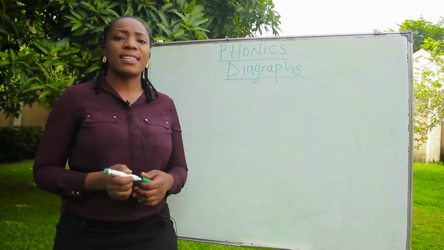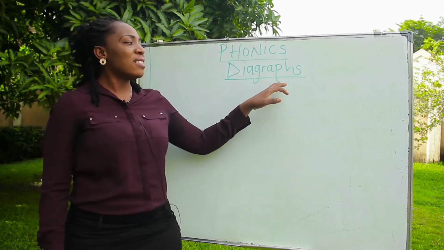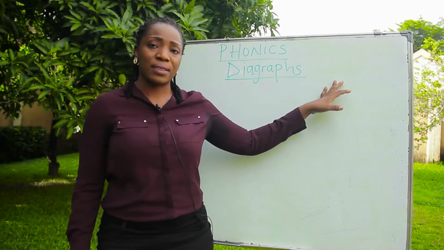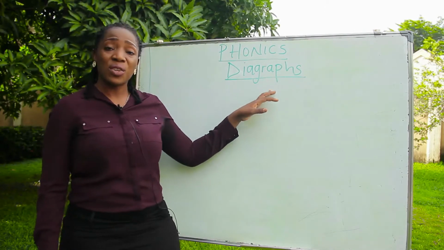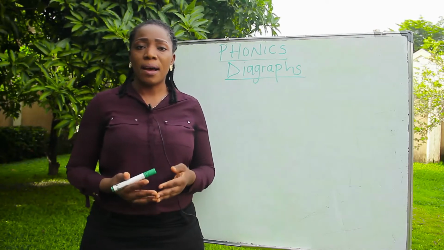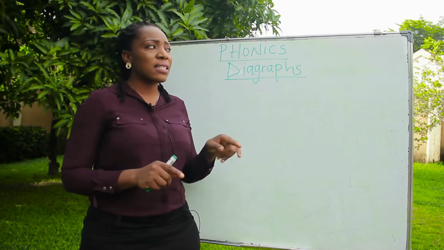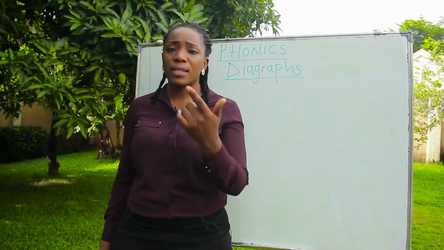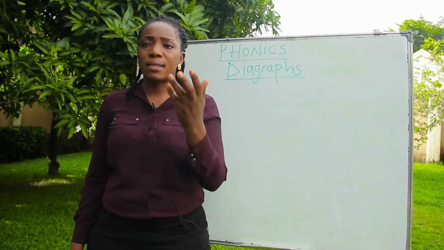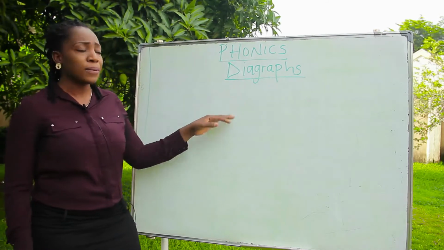Digraphs are the combination of letter sounds to give another sound. Examples of letter sounds are a, ba, ka, da, and so on. When I combine these letter sounds together, it gives me a particular sound. Now I'm going to put a few of those digraphs on the board.